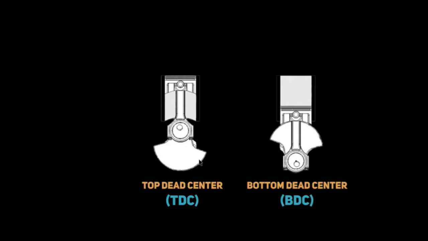The top dead center, or what is also referred to as TDC, is the point where the piston is at the highest point in the cylinder, which would be right about there. Next to it, we have the bottom dead center, or what is also referred to as BDC. And this is when the piston slides down to the lowest point in the cylinder, which will be this right here.